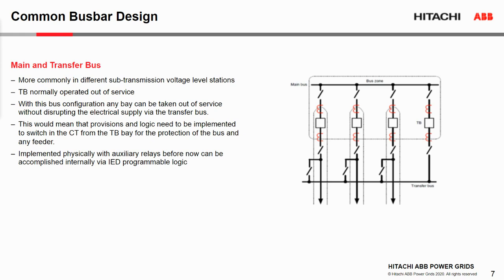However, with this kind of bus configuration, provisions and logic need to be implemented to switch in the CT from the tie breaker bay, the transfer bay, for the protection of the bus. Because when this tie breaker is switched in, it needs to protect any of the three circuits in this example. So certain logic needs to be implemented in the relays to support that.